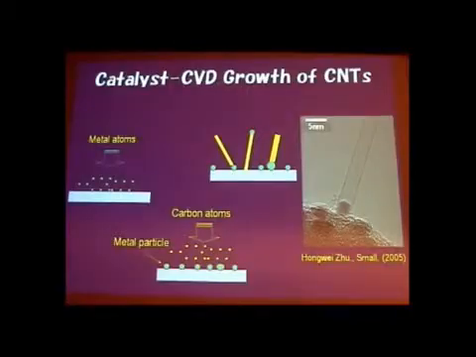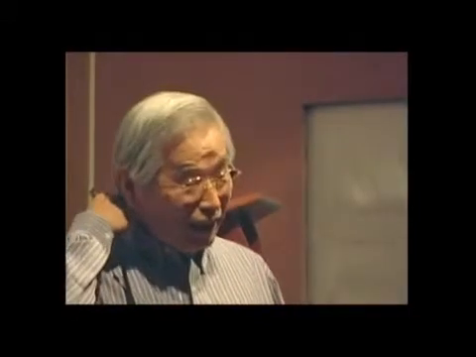And still many people are working on this, because if you prepare carbon nanotubes, you have a thicker one and a thinner one, some distribution of diameter. So sometimes it's not good. So I have been working on this project. My approach is to use the mass spectrometer and mass separation.